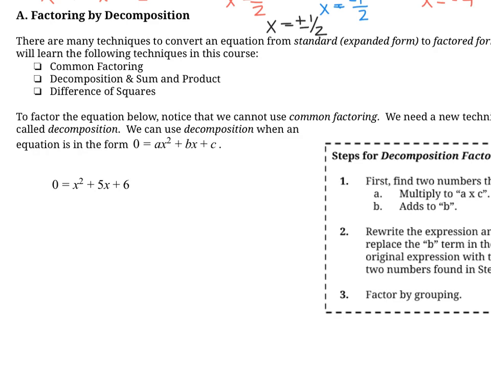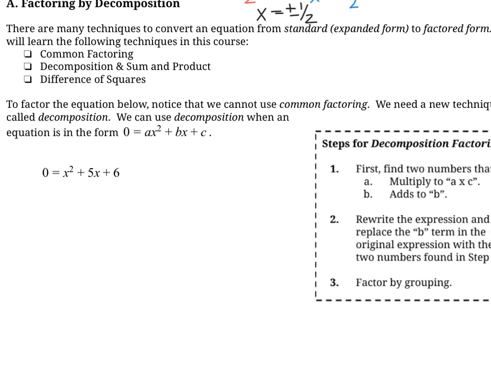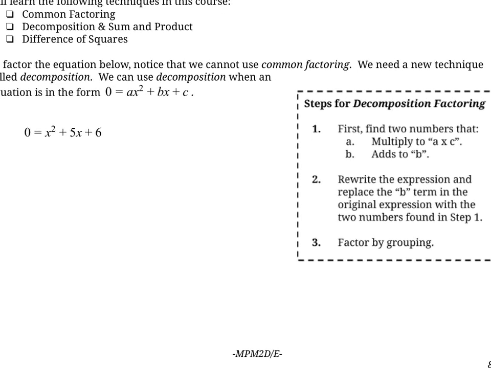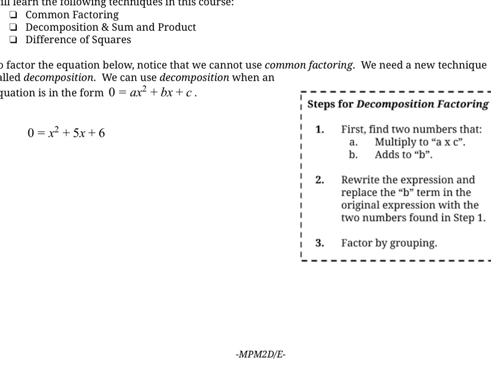So decomposition has a few steps. I have them listed over here if this helps you. We're going to go through them together. So the first thing to do is to find two numbers that multiply to a and c. Well, what are a and c?